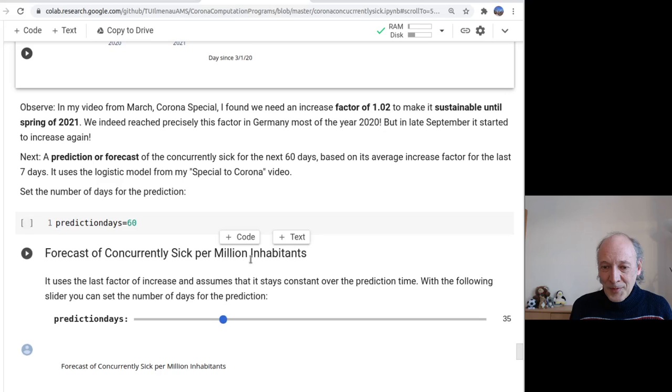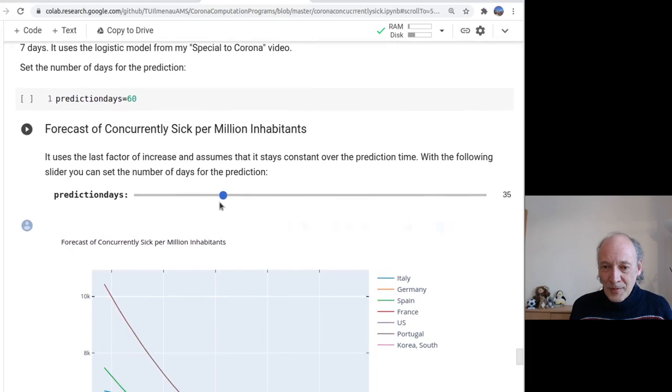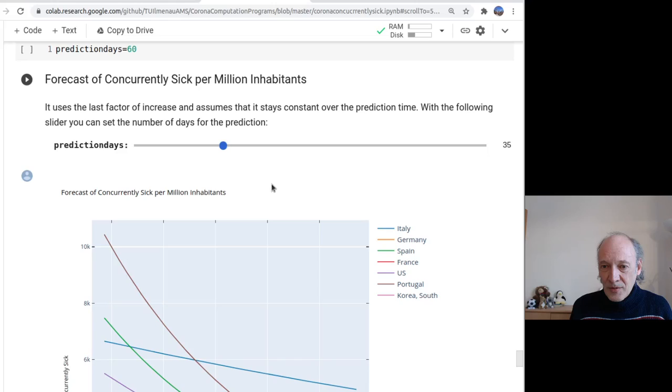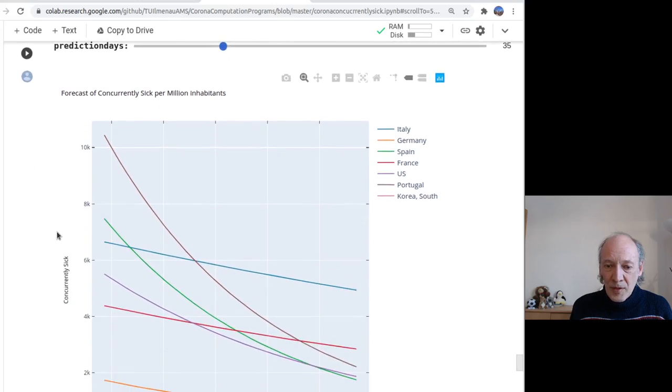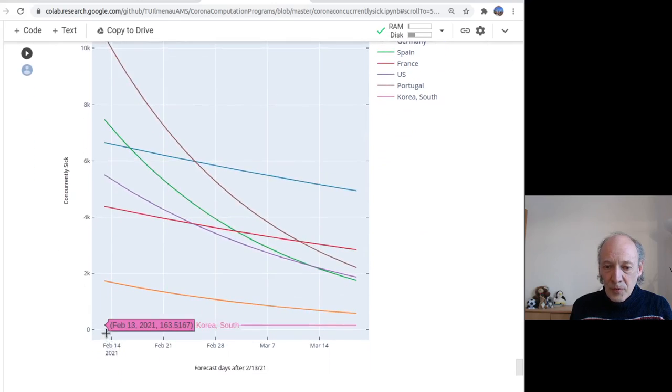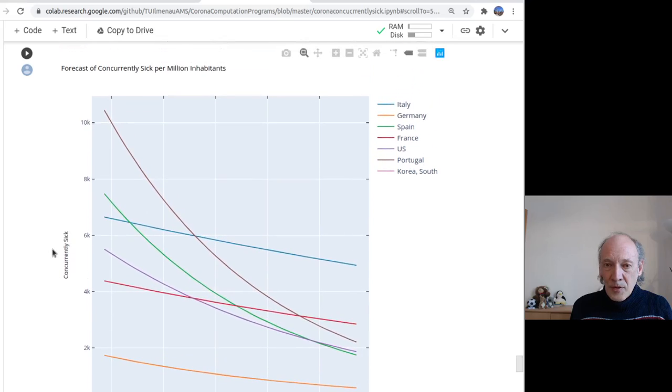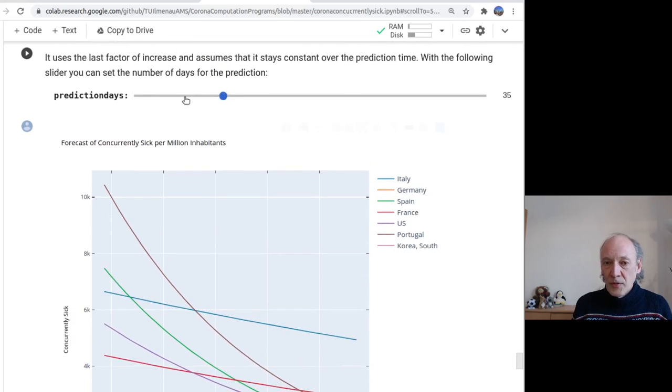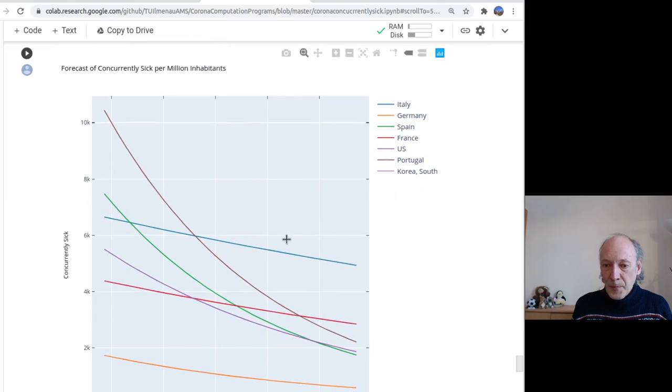So here I now have a prediction, and you can actually set the number of days you want to do a prediction using this slider here. So it takes the latest numbers, here the latest numbers from February 13th, and just keeps the increase factor constant, and then makes the prediction over the next 35 days. So here you can see it.